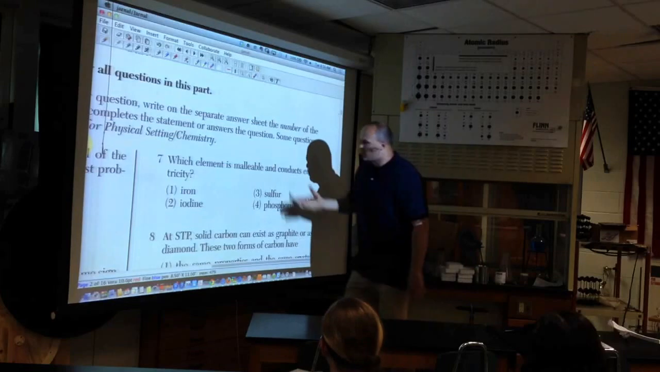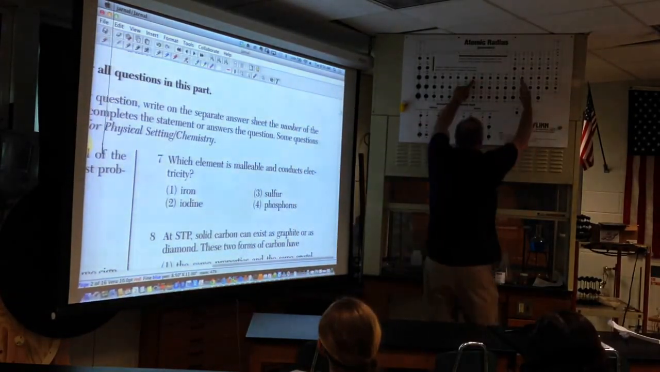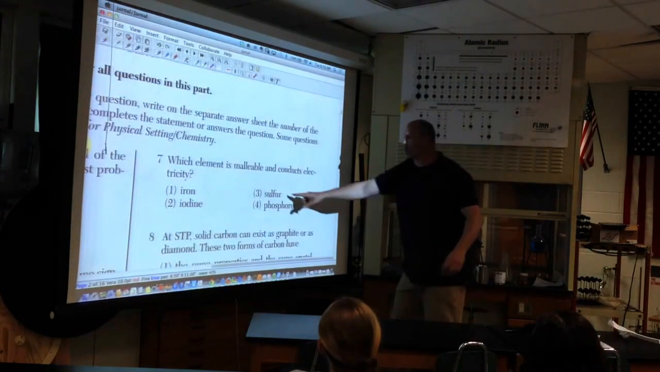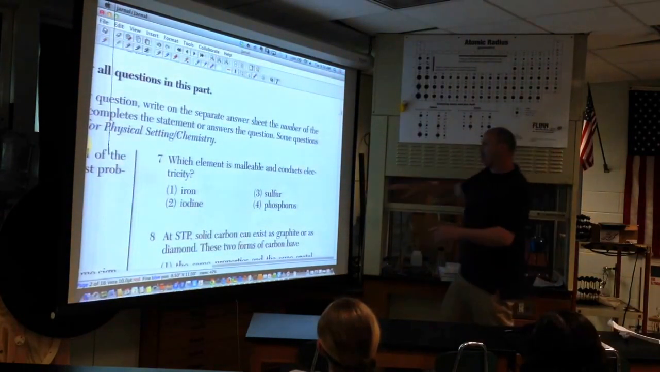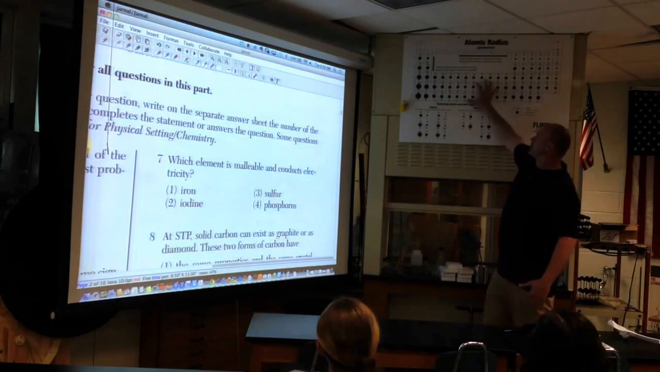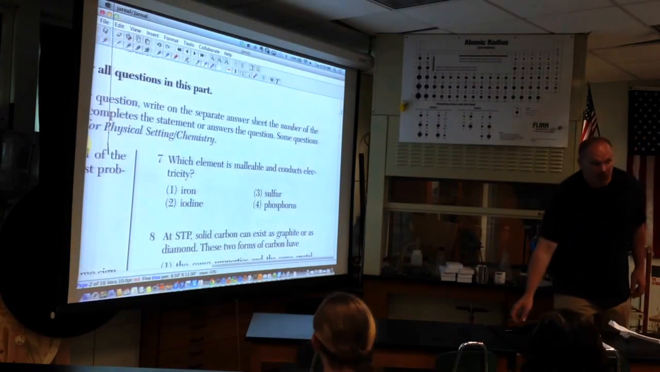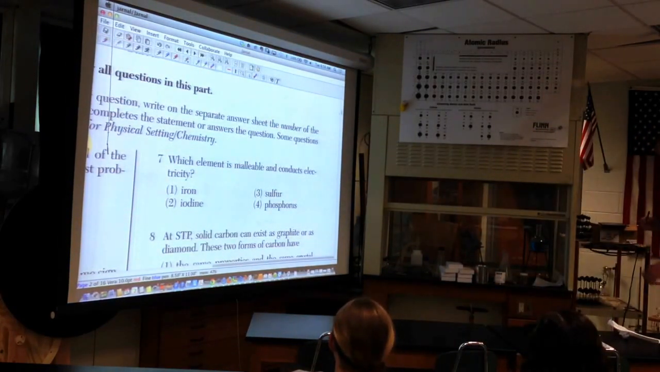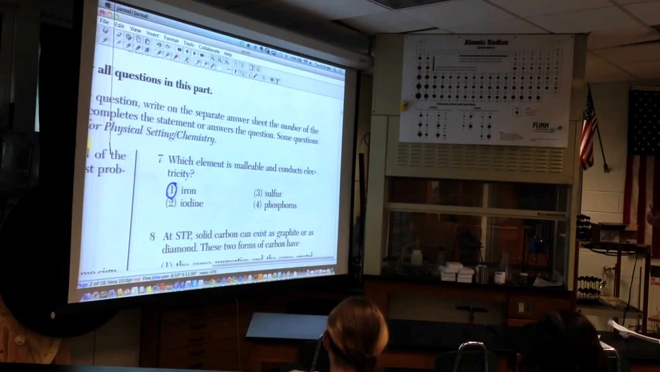If you don't like this, which one's a metal, which one's a nonmetal? Iron, to the left of the staircase. Sulfur, above the staircase. Phosphorus, above the staircase. Iodine. The only one that's a big atom is your iron. Ductility is another one they could have mentioned. What's ductility? The ability to draw into a wire. Of course, it would have to be metals.